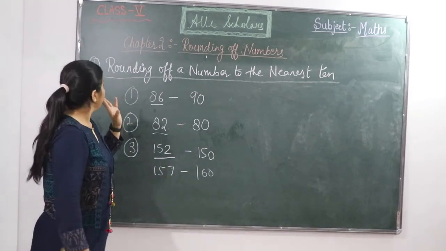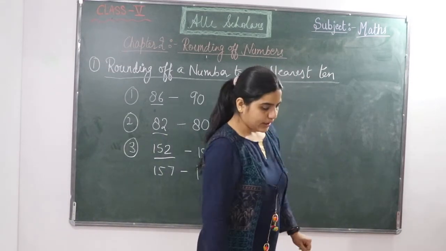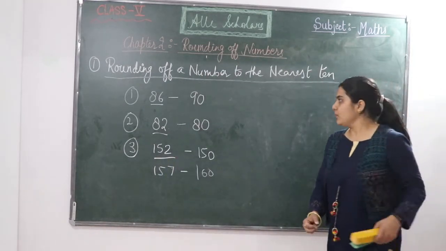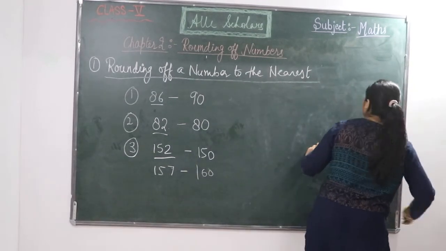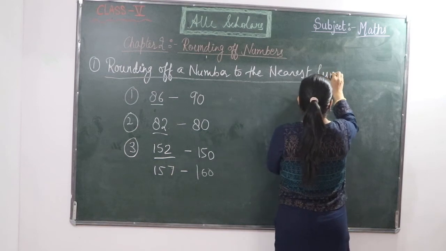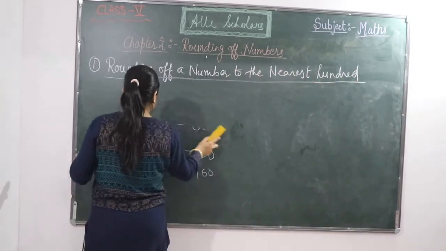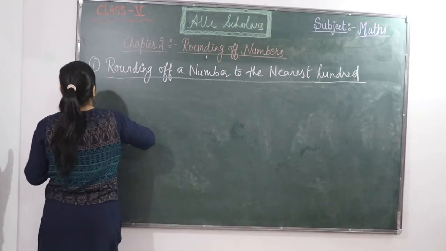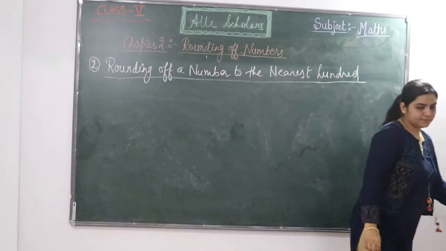Okay, so rounding off a number to the nearest 10 is clear to you all. Now we will do rounding off a number to the nearest 100. The second one is rounding of a number to the nearest 100.